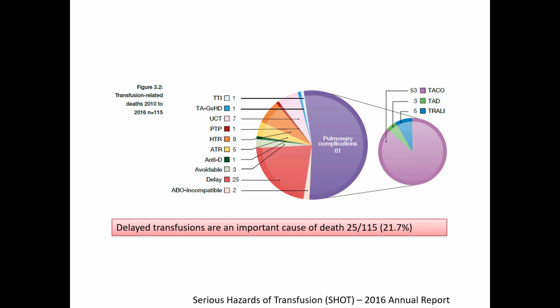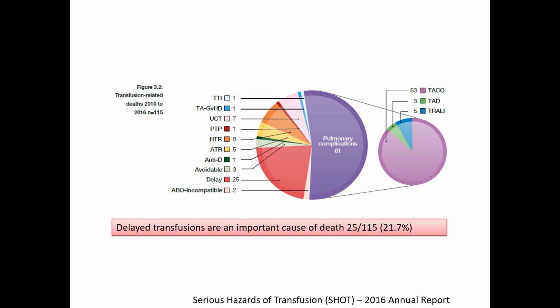Now, this is data from the Serious Hazards of Transfusion annual report from the United Kingdom Blood Service, and they've identified the common culprits that cause severe morbidity and deaths associated with transfusions. And in this graph, they've shown the different causes of transfusion-associated deaths from 2010 to 2016, of which 115 different deaths were reported to the blood service.